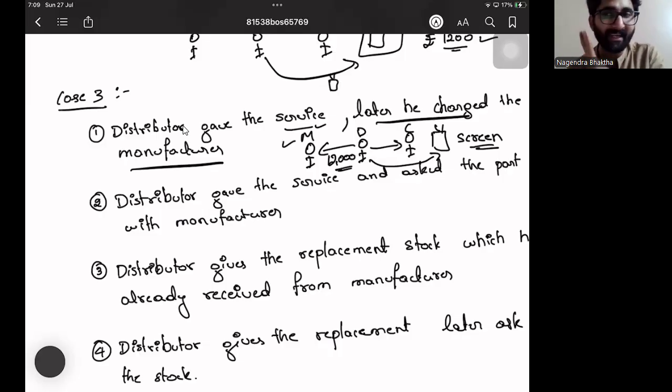So the customer has paid nothing, but the manufacturer will pay something to the distributor, because the distributor gave the services on behalf of the manufacturer. As he charged, there is GST. This is a supply.